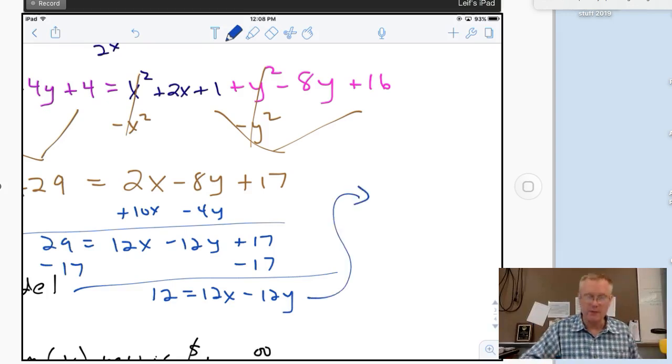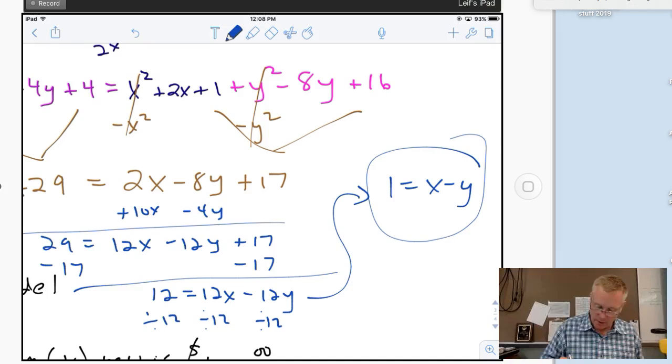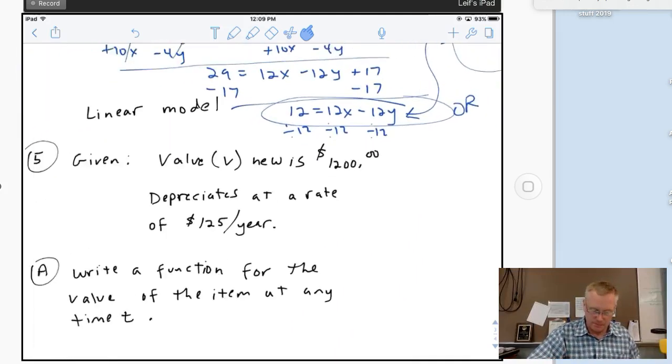Or, what's even better is if I divide all those by 12, I get 1 equals x minus y. That's really the best answer. But if you give me that one, I'll take that one too. But I would prefer the other one. All right. Okay. So that was that one. Next problem.